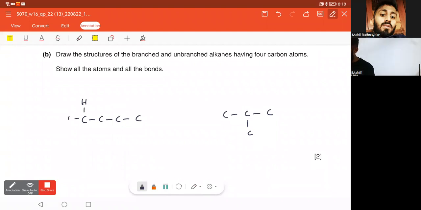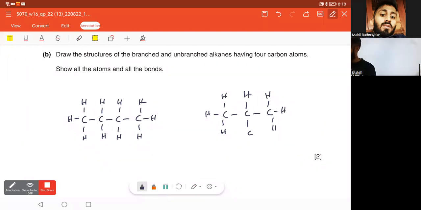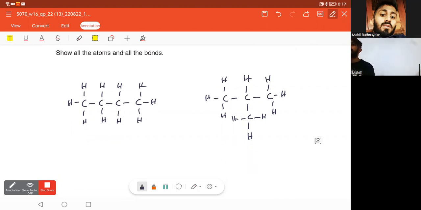You have to put the hydrogen too. C4H10. Why? CnH2n plus 2. Simply these two structures we call isomers. Isomers means same molecular formula but different structures. Can you understand?